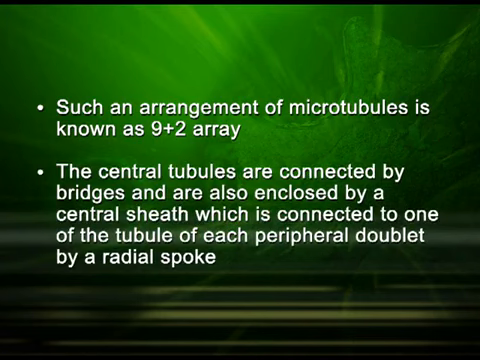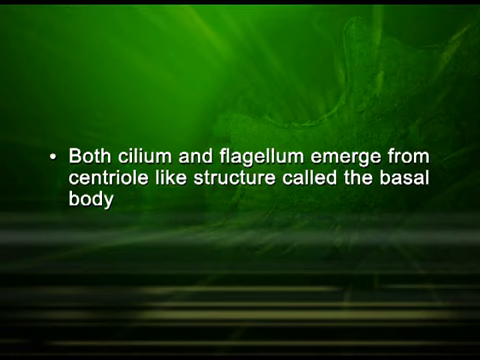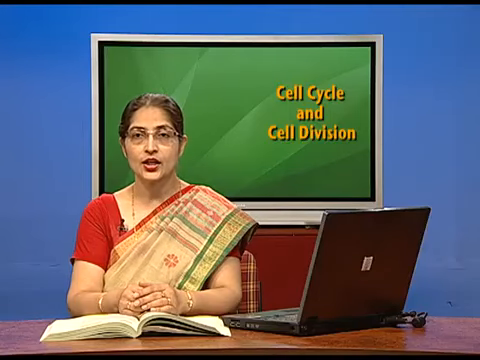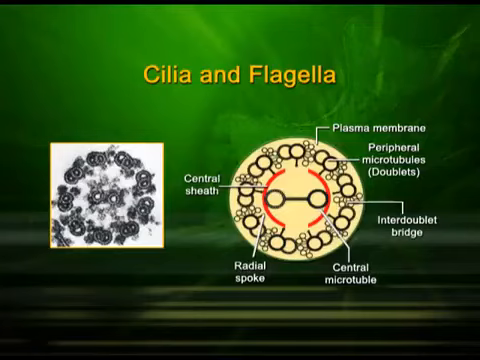The central tubules are connected by bridges and are also enclosed by a central sheath, which is connected to one of the tubules of each peripheral doublet by a radial spoke. Both the cilium and flagellum emerge from centriole-like structures called the basal bodies. Notice the cartwheel-like structure in this picture depicting the sectional view of cilia and flagella, the centrosome and the centriole.